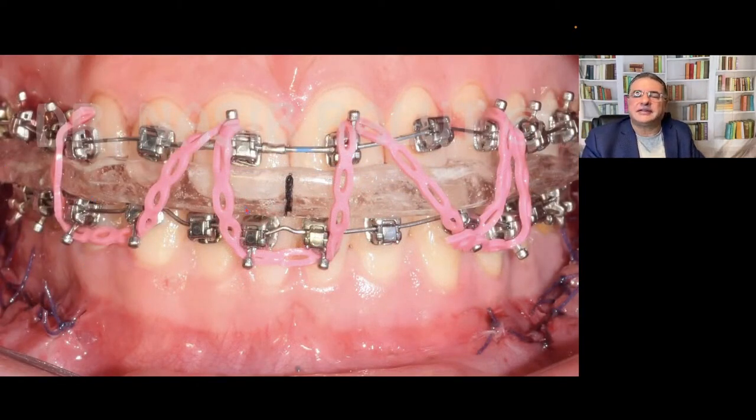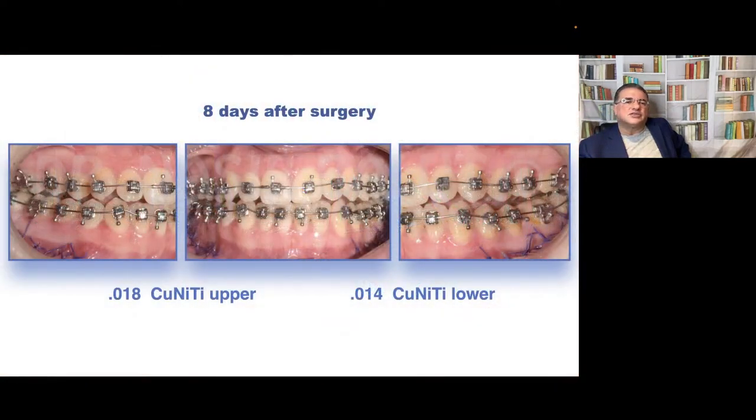Now at the end of the surgery, we place the wires and the sutures, and the surgeon usually leaves the surgical splint for 2-3 days. So here is the patient, 8 days after the surgery. We can still see the sutures, and we remove the surgical splint. We had a .014 copper nitinol in the lower arch and a .018 copper nitinol in the upper arch.